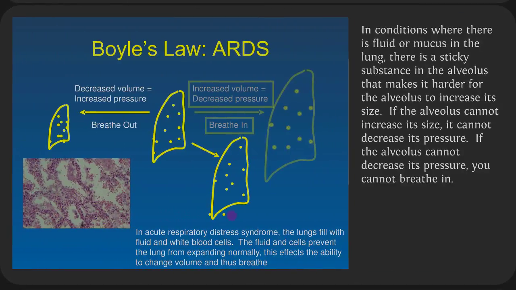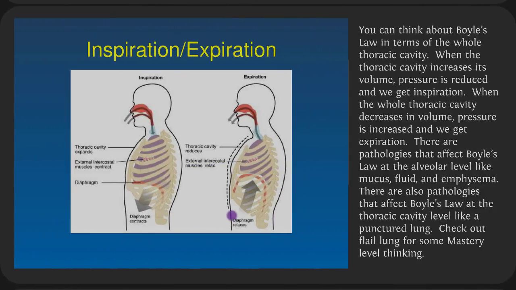In conditions where there's fluid or mucus in the lung, there's a sticky substance in the alveolus that makes it harder for the alveolus to increase its size. So water's cohesive and mucus is just sticky. If the alveolus can't increase its size, it can't decrease pressure. If the alveolus can't decrease its pressure, you can't breathe in. So things like ARDS or flu are going to make it difficult to breathe in. Whereas again, with emphysema, it's difficult to breathe out.